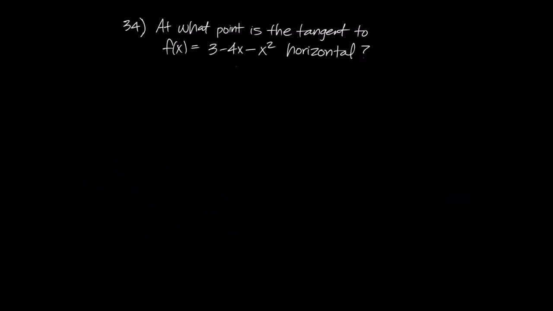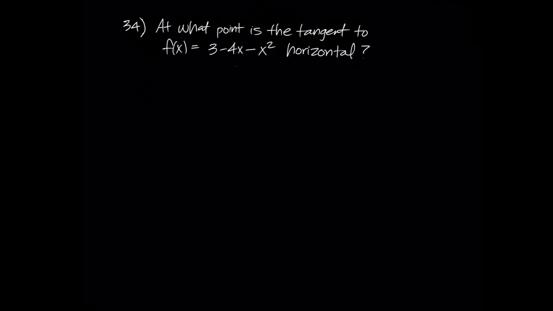The last problem that I'm going to give you some help on is number 34. It says, at what point is the tangent to f of x equals 3 minus 4x minus x squared horizontal? Okay, so the first thing we're going to do in this problem is find the slope of the tangent line to this curve. And like a similar problem, we are going to evaluate this difference quotient, f of a plus h minus f of a all over h.